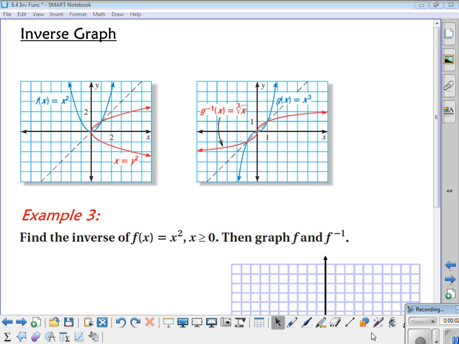Okay, so today is just a continuation of what we did yesterday. It's still the same section of the chapter, 6.4.